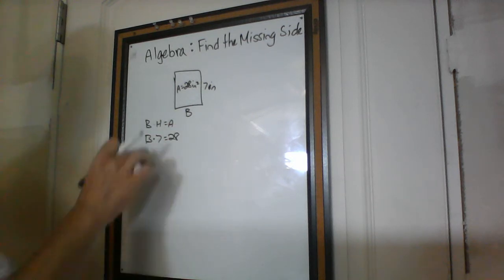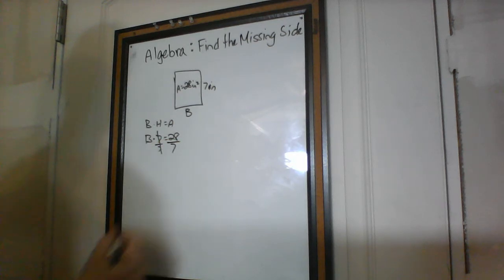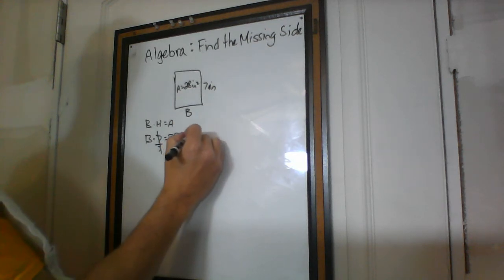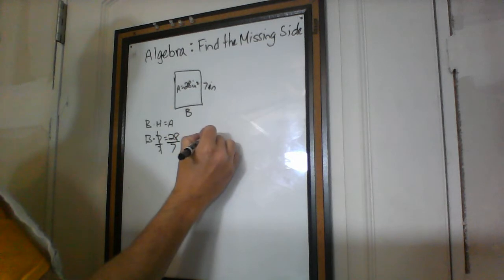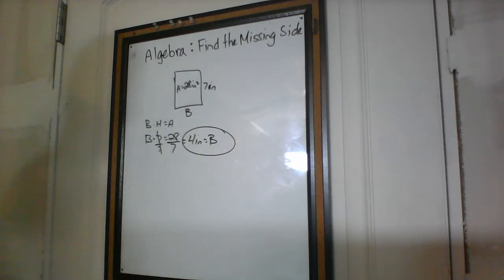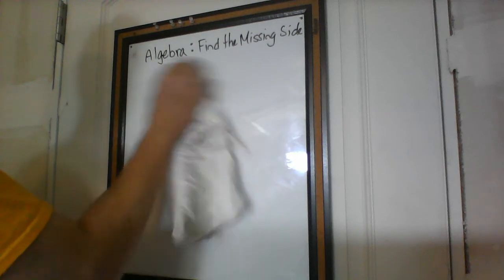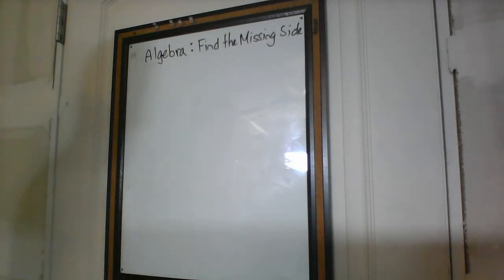Working backwards, the opposite of multiplication is division. Divide by 7, divide by 7. 28 divided by 7 is going to give us 4 inches for B. Okay, there's the absolute most simplest, yeah, that makes sense, huh? The basic form of the types of problems that we are going to cover.